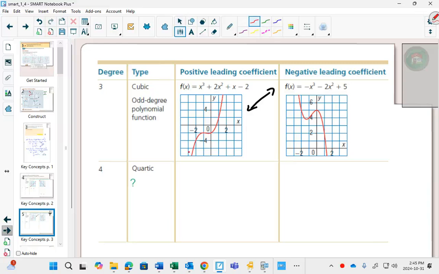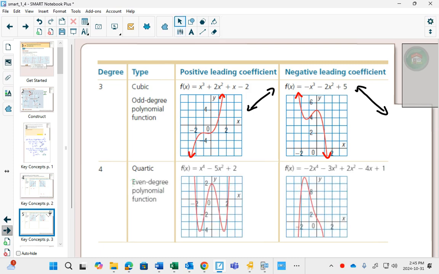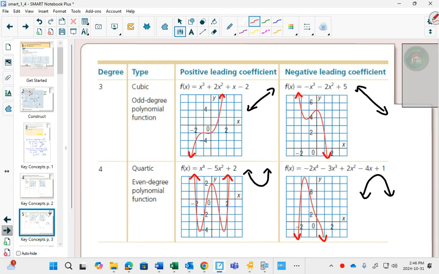So if it acts like a line, notice how it starts down here and ends up here. And if the leading coefficient was negative, think about a line with a negative slope, and sure enough, it starts up here and ends down there. Same thing happens with a quartic, power of 4. It's an even function. So we think of parabolas, and since the leading coefficient is positive, you think of a parabola with a positive leading coefficient, and this end behavior opens up. If the leading coefficient was negative, think of a parabola opening down, and sure enough, this one's end behavior opens down.